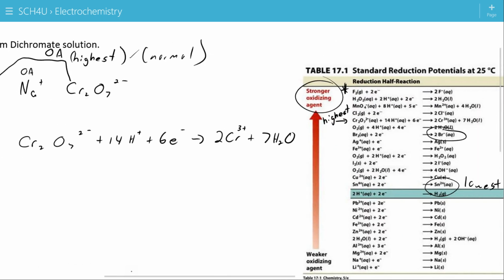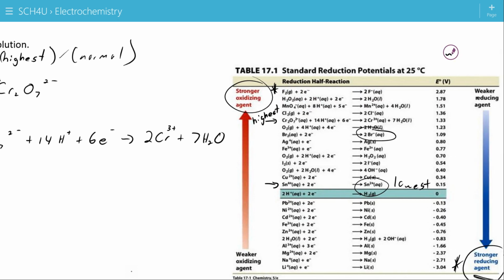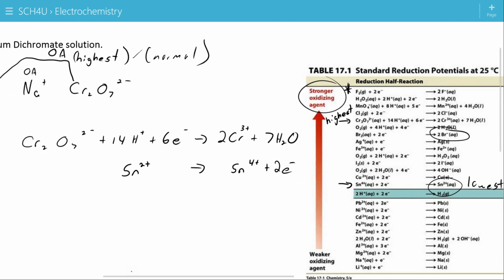And in the reverse order that it appears, I'm now writing out this line. Sn2+ becomes Sn4+ by emitting 2 electrons. Looking at these two reactions together, I can see that this reaction requires 6 electrons and this one is only producing 2. So I'm going to have to multiply this reaction by 3 to make sure that I produce the 6 electrons that I require.